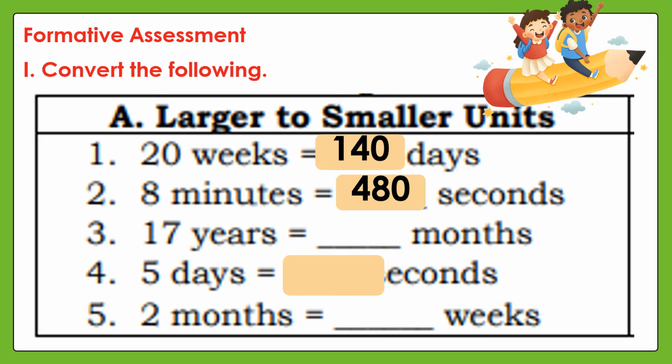Number 3, 17 years is equal to 204 months. Number 4, 5 days is equal to 432,000 seconds. And number 5, 2 months is equal to 8 weeks.